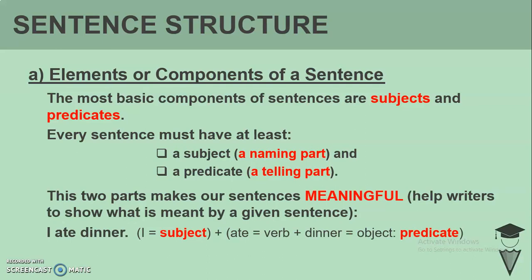That means it helps writers to show what's meant by a given sentence we have written. I ate dinner. We have a subject. Ate is a verb. Dinner is an object. Together we call them predicate.